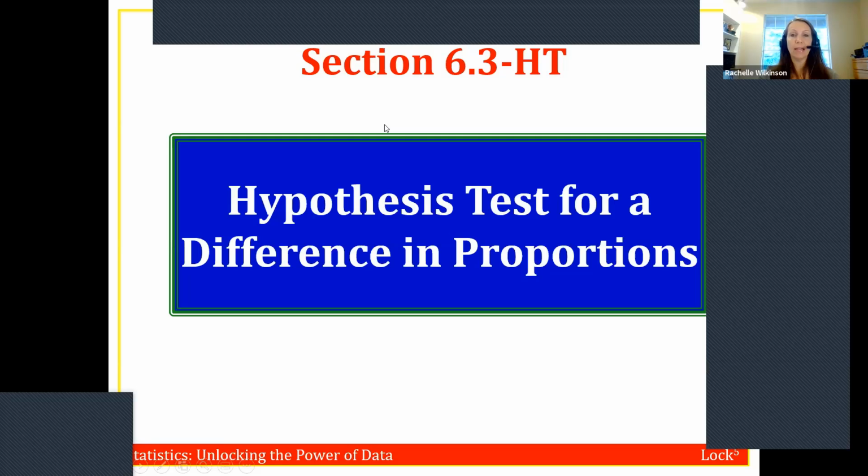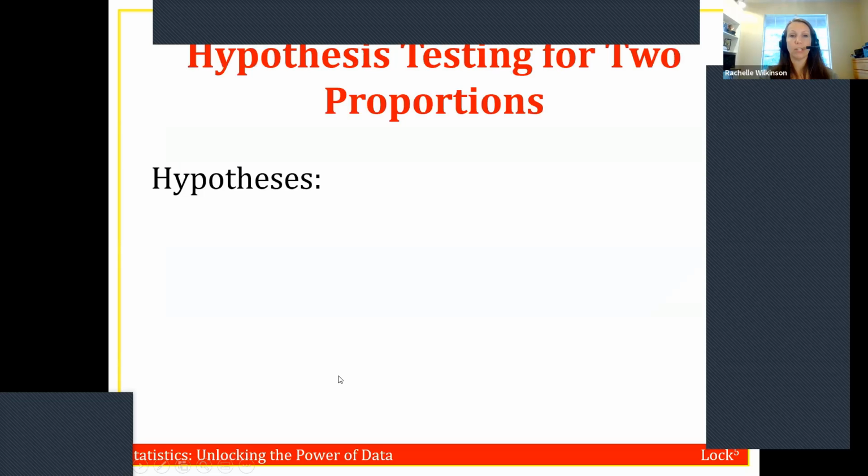All right, so next let's look at a hypothesis test for difference in proportions.